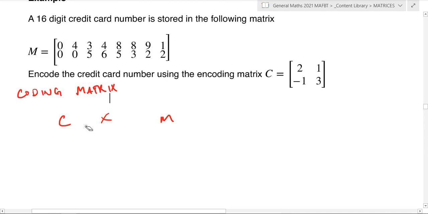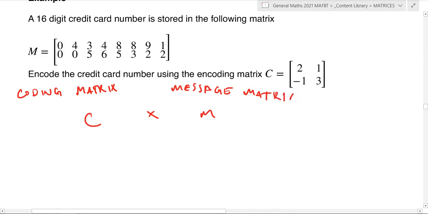Okay, not enough space. Let me just move that here a bit. Decoding matrix multiplied by the message, or whatever you want to use for that, but message matrix. I'm going to call it that from now on. Message matrix, always, okay? Keep that in mind. It's going to be the coding matrix times the message matrix all the time.